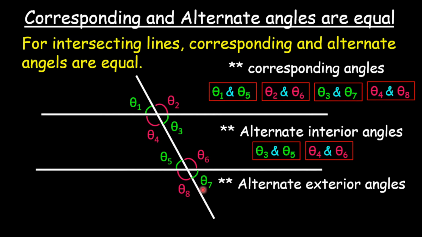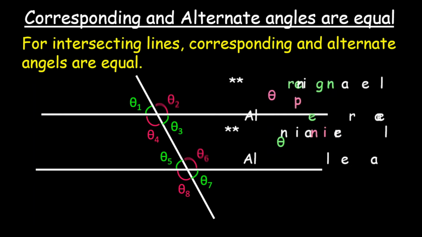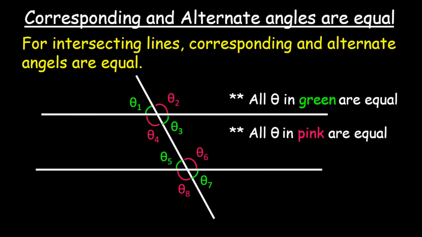All right, the exterior angles are the angles on the outside of the parallel lines. Let's look at the alternate exterior angles. Theta 1 and theta 7 are alternate angles. And if you look at theta 2, it is alternate to theta 8 on the outside of the parallel lines. So those are the alternate exterior angles. From this, we should be able to identify most of our angles on an incline.